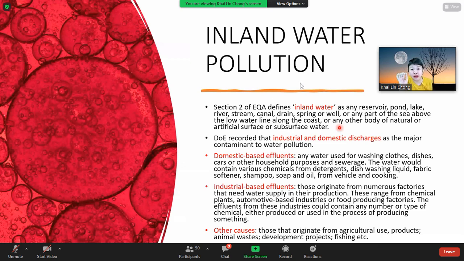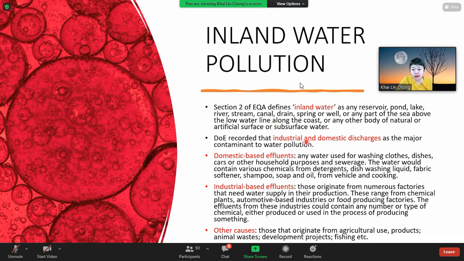But then in the terms dalam EQA, definitions dia untuk inland water di mana air yang kita boleh guna adalah di-define as any reservoir, pond, lake, river, stream, canal and drain, spring and well. Okay, so this is the inland water. Air yang masuk ke tanah. Okay, so bila after this, if you would like to say, oh, yang ni dikira sebagai water pollutions, then you have to provide. Why you say it as a water pollution? Sebab air tu merupakan salah satu, dikira sebagai salah satu elemen ni. Then yes, you can say it's a water pollution.